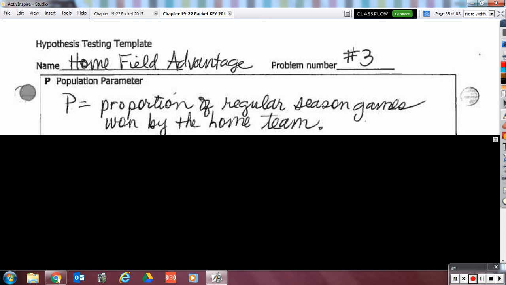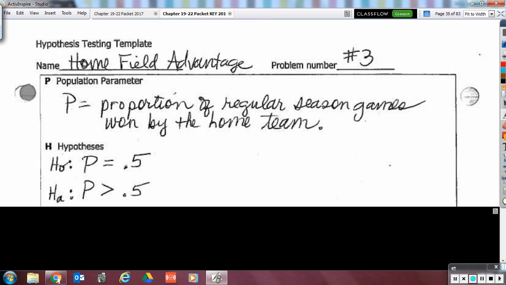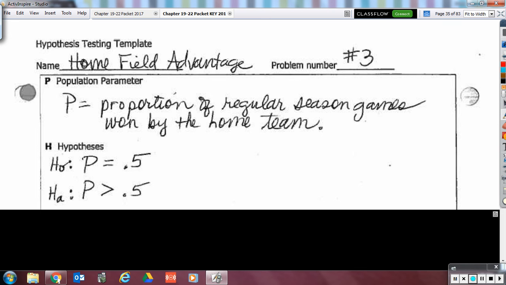I have to start number 3 out for you because it's kind of strange and I don't want you to get too stumped. Let me ask you this. If you do not have a home field advantage, if everything's just regular, what proportion will you win at home and what proportion will you win away? 50%. If there is no home field advantage, you win 50-50. So the null hypothesis is that p equals 0.5. If you have a home field advantage, what are you winning at home? More than 50%. So if you have a home field advantage, p is greater than 0.5.